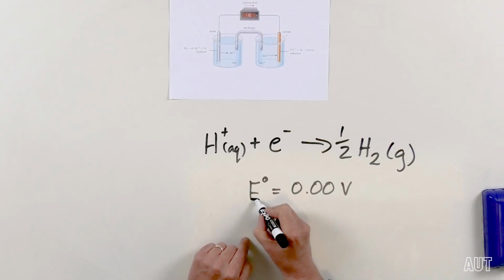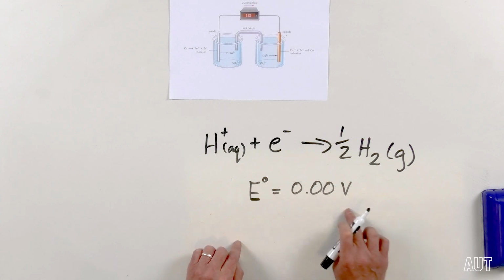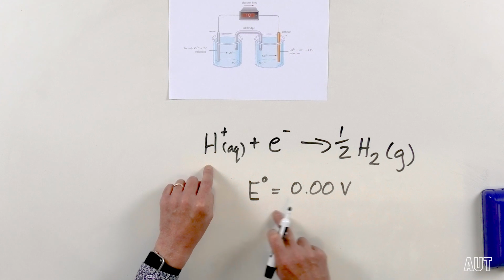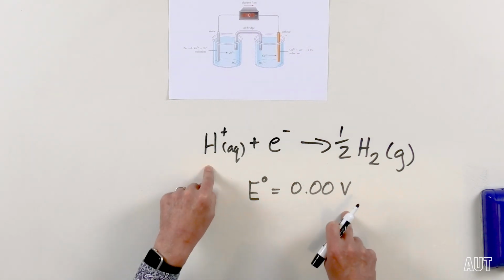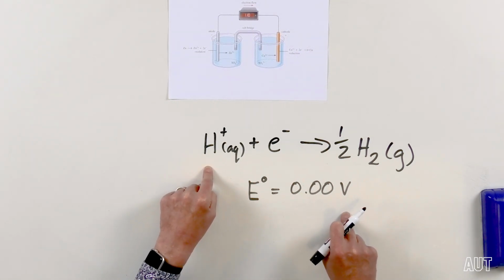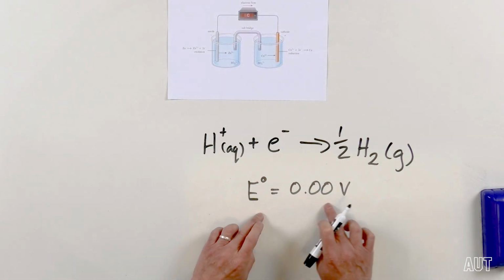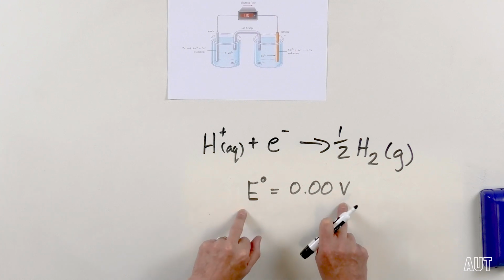And now we are, as I say, arbitrarily saying that the E standard for this particular reduction reaction is 0.00 volts. And that's really important because once we arbitrarily assign that value, then we can measure, physically measure, the E standard for all other half reactions or half cells relative to this here.